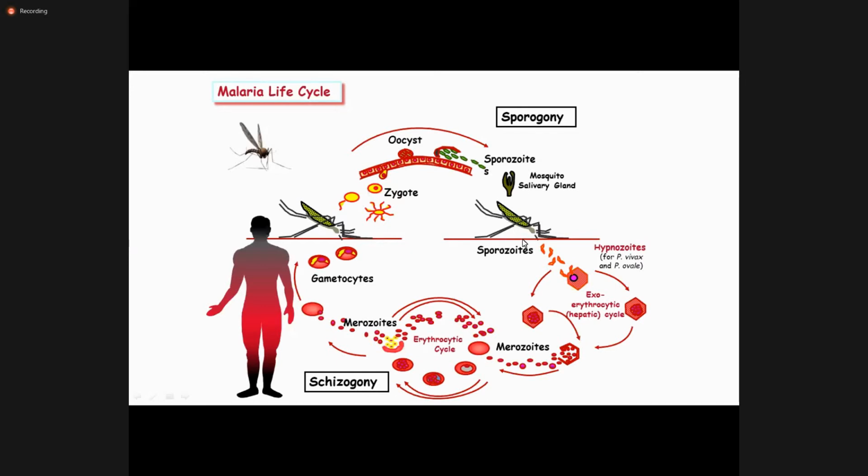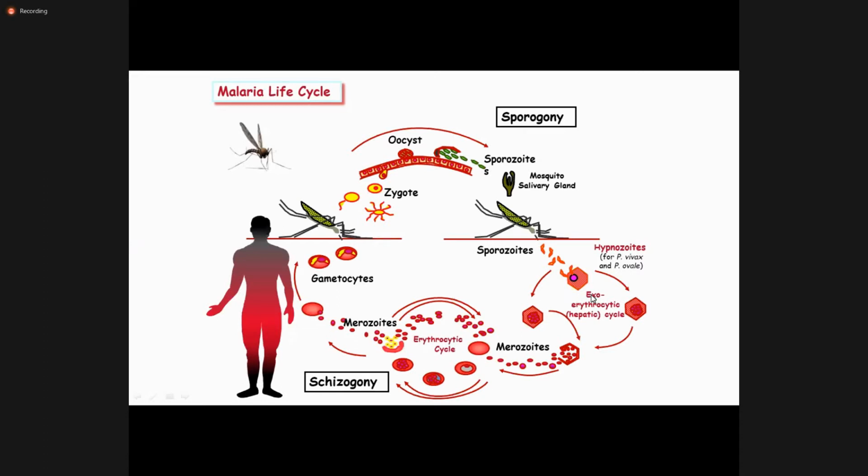When the infected female mosquito bites a person, the first form that goes into the blood is the sporozoite. These sporozoites can directly enter the red blood cells, because the primary site for the malarial parasite is the red blood cells, and they can also incubate in the liver. This is known as the exoerythrocytic phase. This is important because in the liver these spores remain for a long time, and that is the reason for recurrence of malaria.